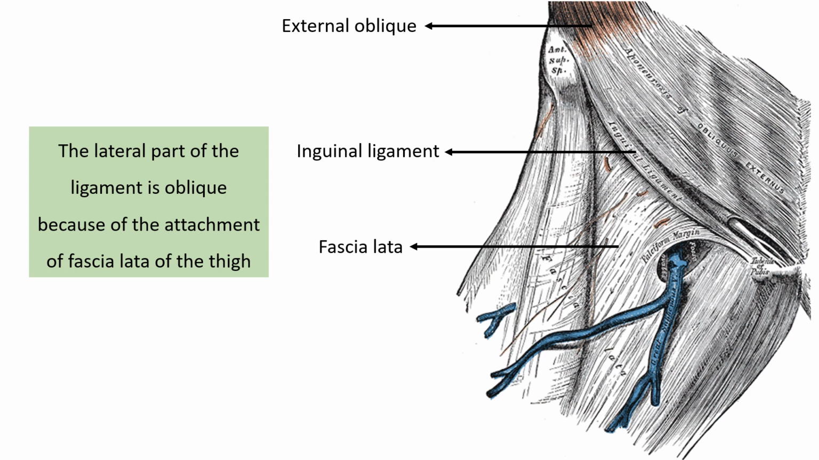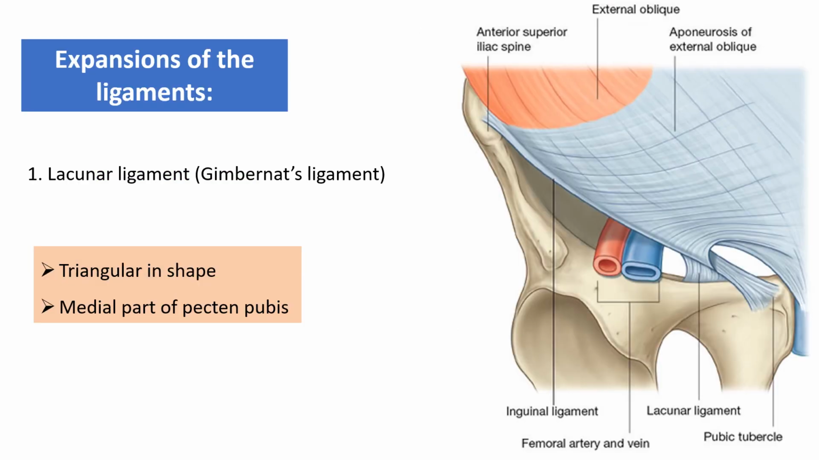When you observe this inguinal ligament, it is not straight and slant. It is laterally curved, and the concavity is facing towards the thigh because of the attachment of fascia lata, which represents the deep fascia of the thigh. The medial part of this ligament is almost horizontal, attached to the pubic tubercle. So it's not a straight slant line. Coming to the expansions of the ligament.